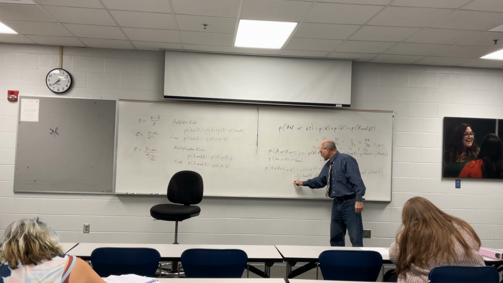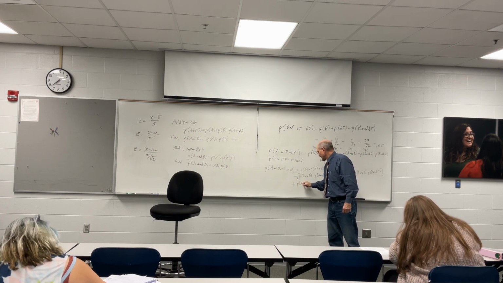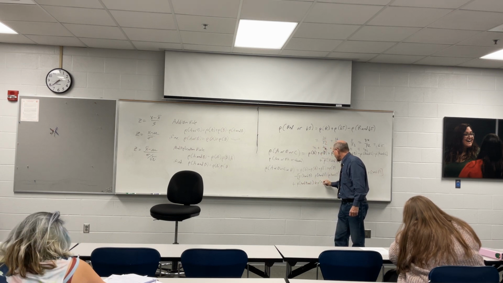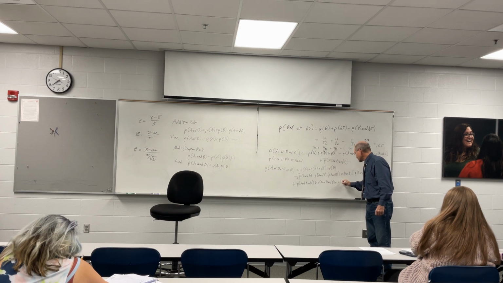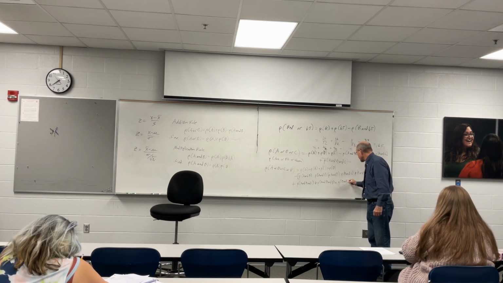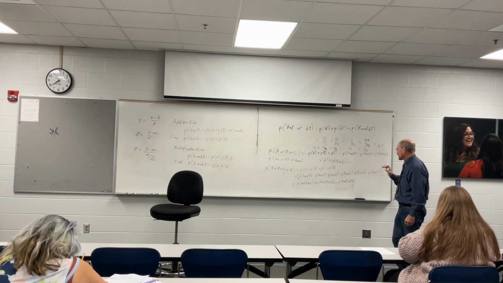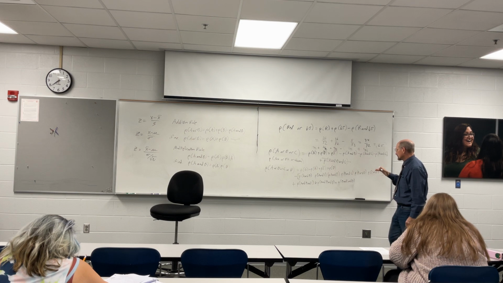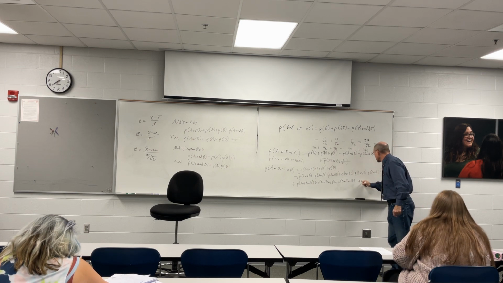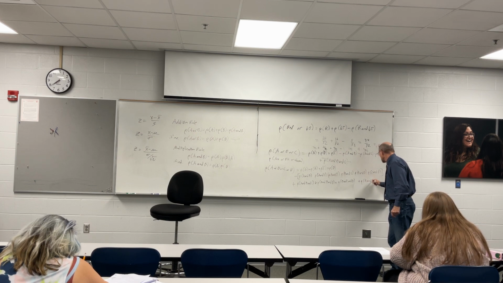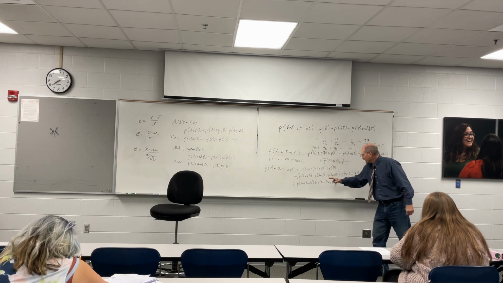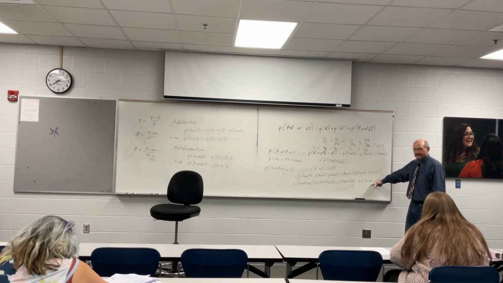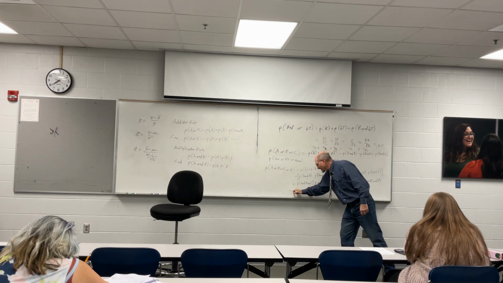But then I've got to add back on the triple cases: probability of A and B and C plus probability of A and B and D plus probability of B and C and D plus probability of A and C and D. This one's missing the D, that one's missing the C, that one's missing the A, that one's missing the B. That's 4 cases. But then I have to subtract off.